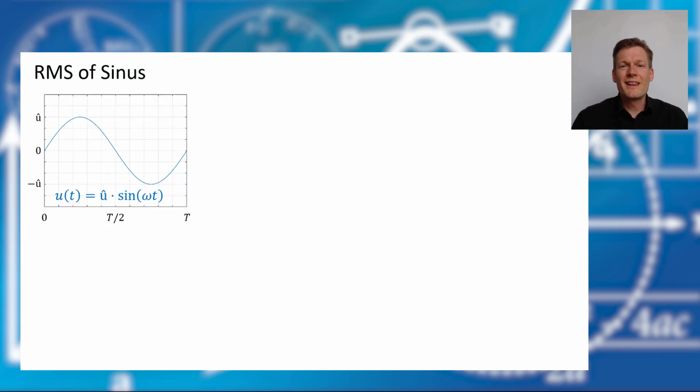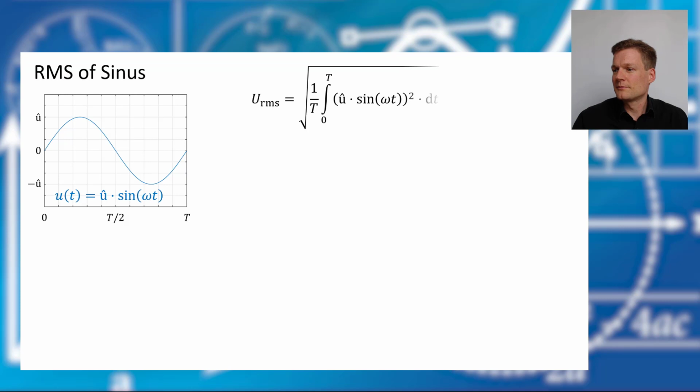Okay, and now let's calculate RMS values for important shapes. Let's start with the most important one, the sine function. We have this function here, an amplitude times sine of omega t, and now we use our equation for the RMS value. So we have to calculate the integral over one period of this function in square, and after that we take the square root of it.